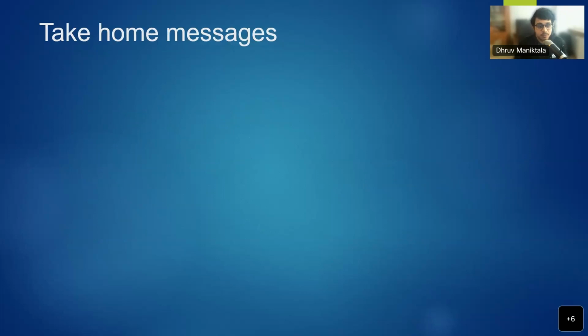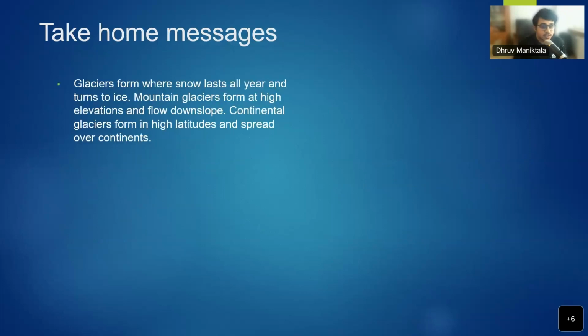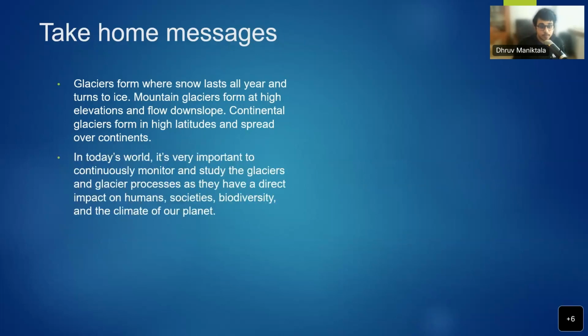So here are some take-home messages from this lecture. The basic thing to remember is glaciers form where snow lasts all year round and turns to ice. Mountain glaciers, of course, form at high elevations and flow downslope. Continental glaciers form in high latitude regions close to the poles, and then they spread over continents. In today's world, it is very important to continuously monitor and study glaciers and glacier processes, as they have a direct impact on human societies, biodiversity, and the climate of our planet.